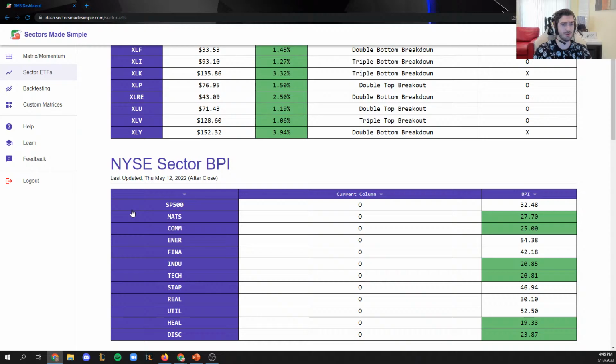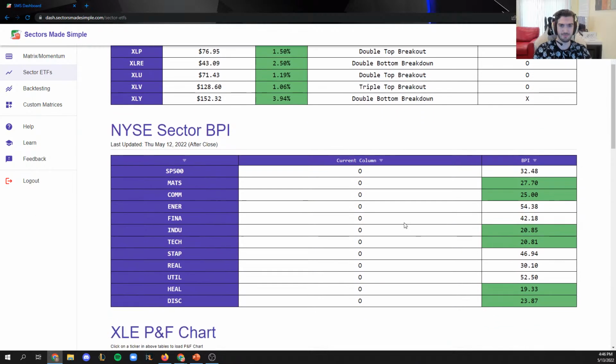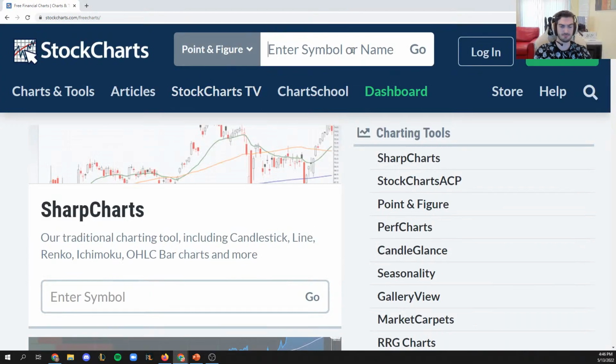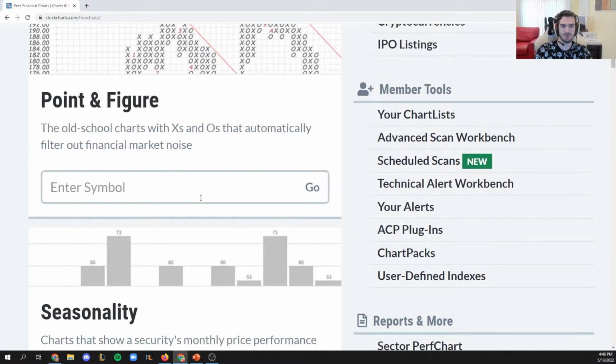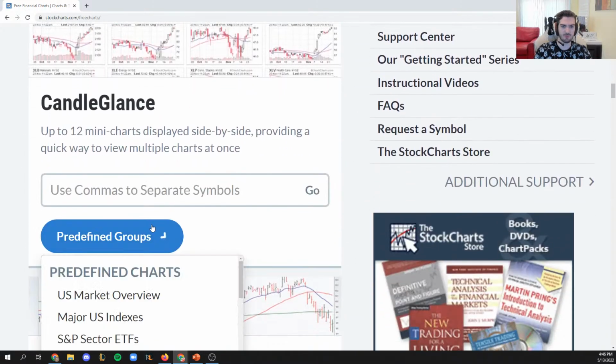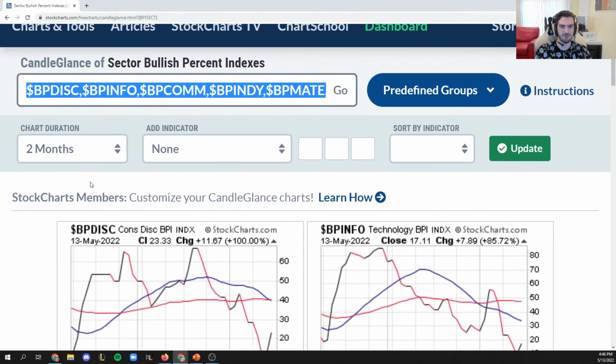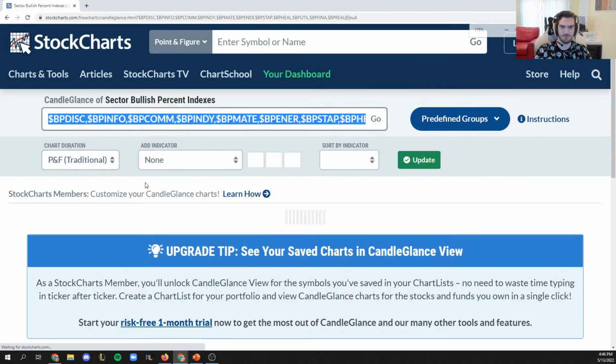Now, the last thing I want to show is the BPIs. Again, you can get BPI on stockcharts.com. StockCharts does offer BPIs. If we go down here to Candle Glance, predefined scans, sector BPIs, I'll zoom out a little bit.